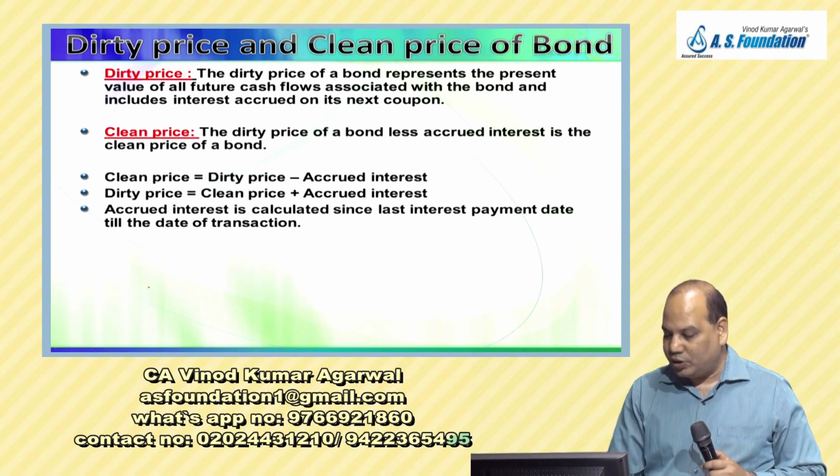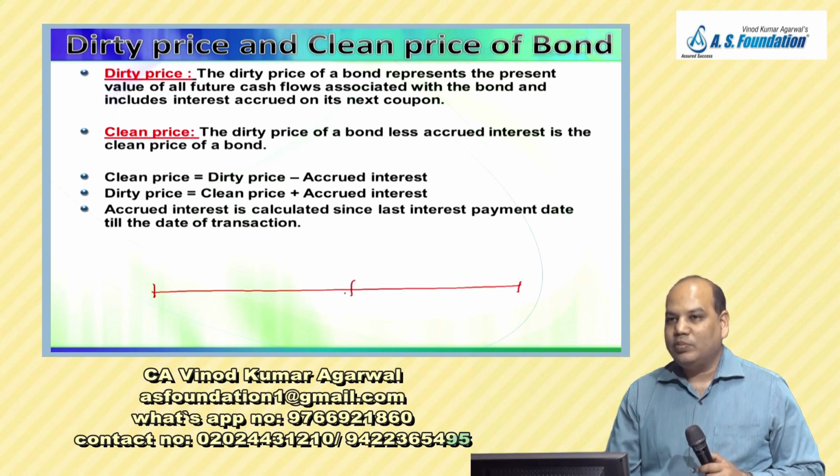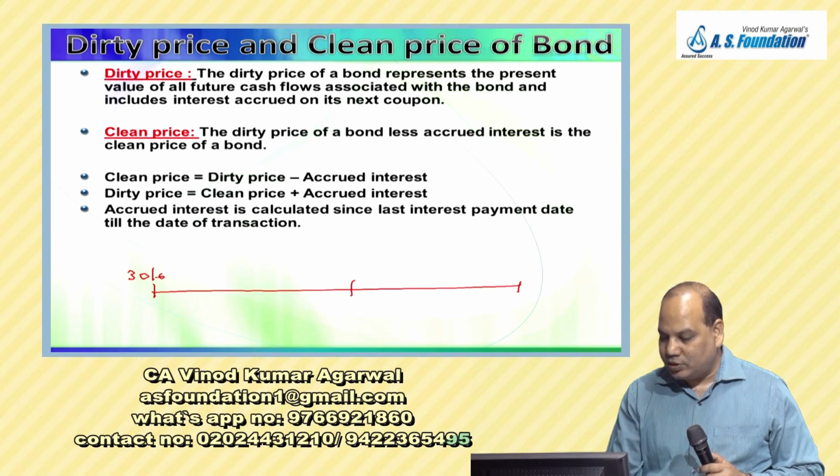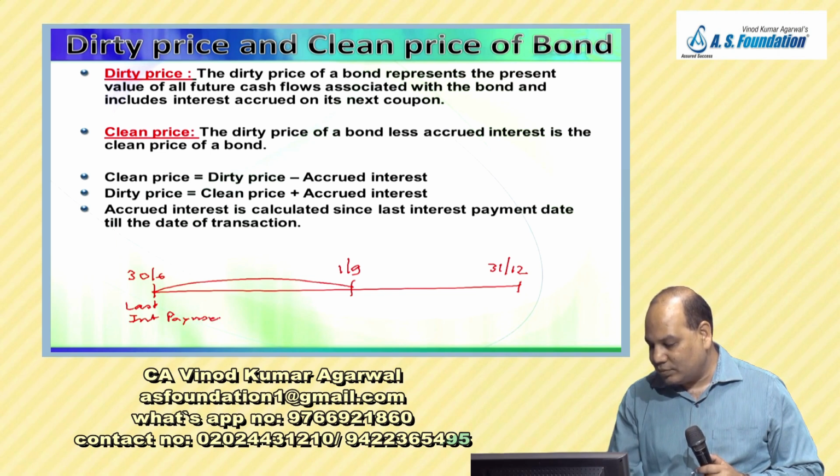Go back to your happy, peaceful, intermediate days. Suppose there are two coupon payments, 30th June and 31st December, and the transaction takes place on 1st September. Interest accrued will be counted from the last interest payment date till the date of transaction.